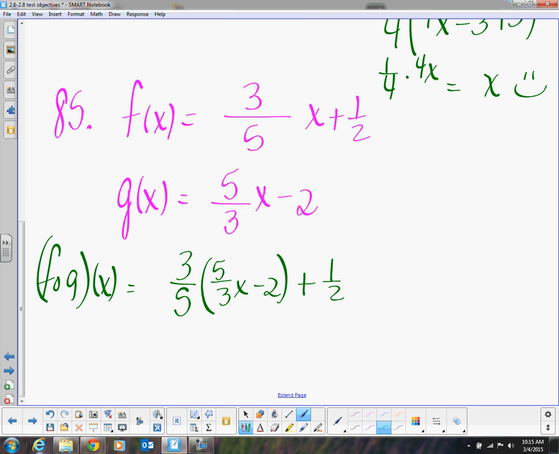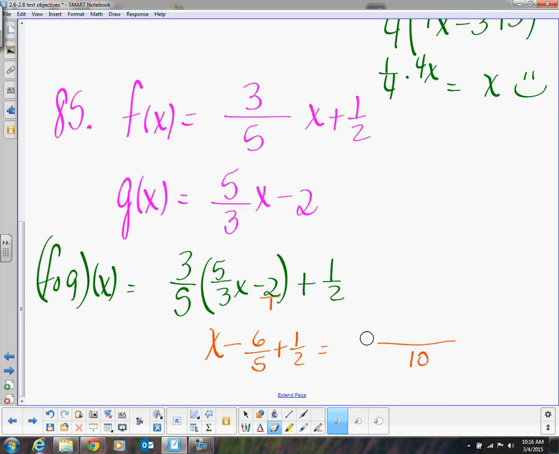What did the directions say? Determine if they're inverses? Yeah. Or did they say find f of g and g of f? f of g and g of f. So we have to do both. Yeah. Okay. So I'm going to distribute and I'm going to get 15 over 15, which is x. Multiplying fractions, top times top is 6, bottom times bottom is 5, plus 1/2. Now this requires that you get a common denominator. Why can't you eliminate denominators?